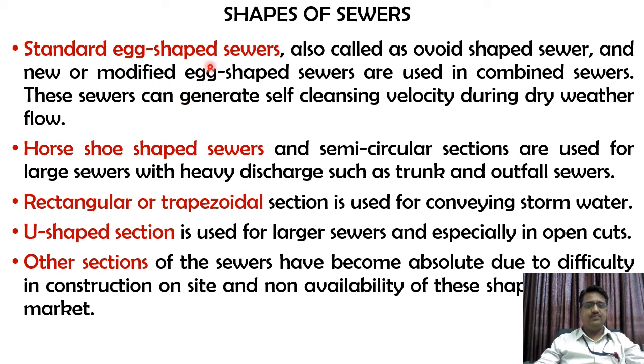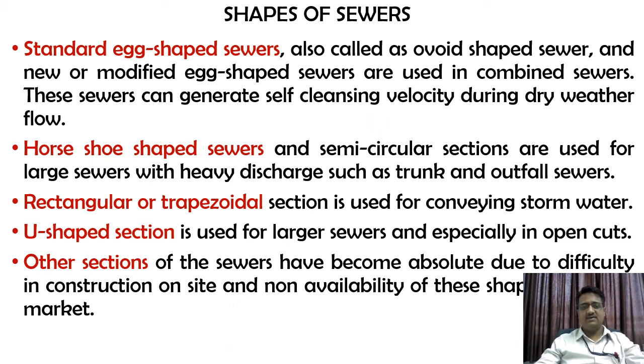Standard egg-shaped sewers are also called ovoid-shaped sewers, and new and modified egg-shaped sewers are used in combined sewers. These sewers can generate self-cleansing velocity during the dry weather flow. Now you can check out why egg-shaped sewers are preferred: even during the low flowing season, that is your dry weather flow, when there is no runoff, the self-cleaning velocity will be maintained. So what do we mean by self-cleaning velocity? Let us check that.